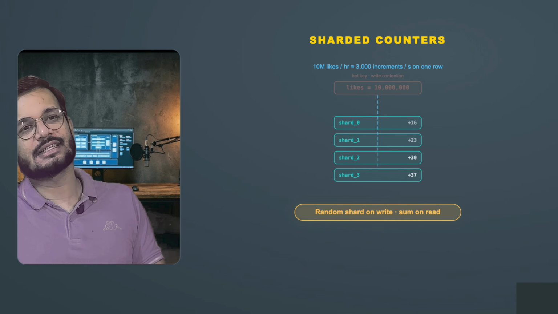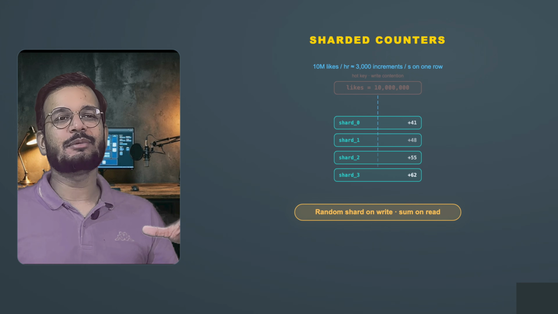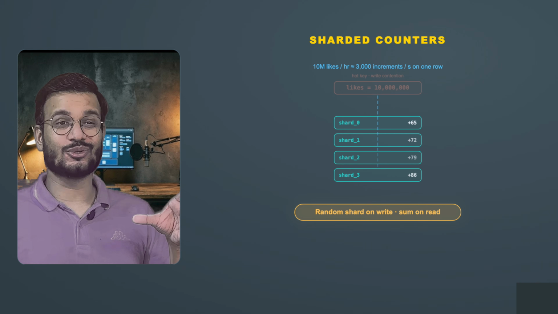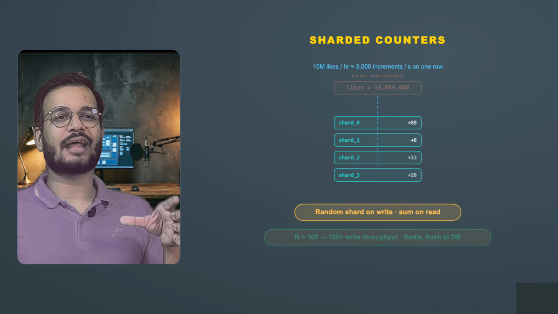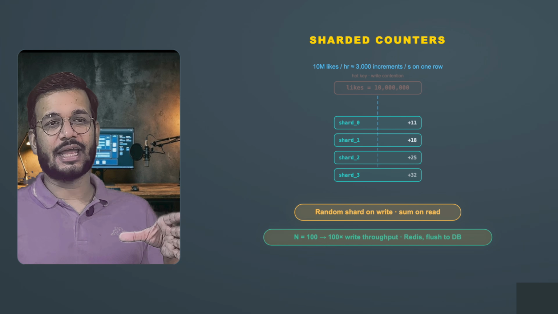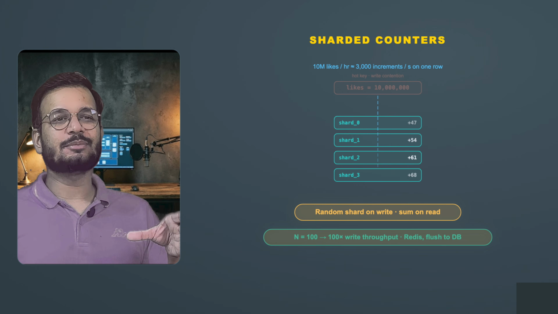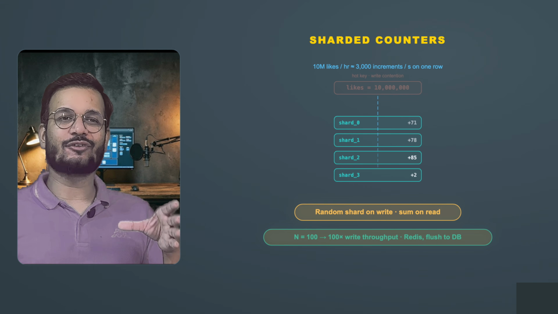Each shard is a separate row. When a like happens, we randomly pick one of the n shards and increment it. When you want the total like count, you sum all the n shards. This distributes the write load across n servers, and for n equals 100, you handle 100 times the write throughput. We keep the sharded counters in Redis for speed, and we periodically flush the aggregated counts to the post DB.